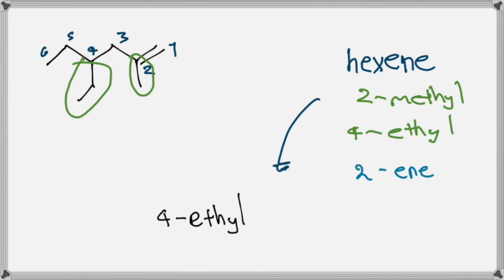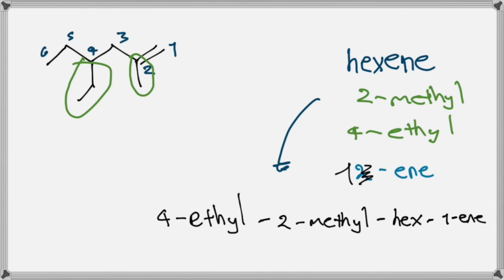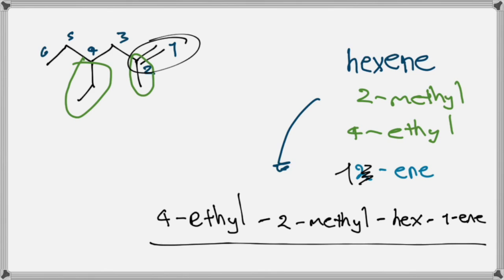It's going to be 4-ethyl because of its alphabetical order. So 4-ethyl, 2-methyl, and this is important because we're going to have 1-ene, sorry. This one was also my bad, since the double bond is on the 1. So this is going to be the number in the name at the end.